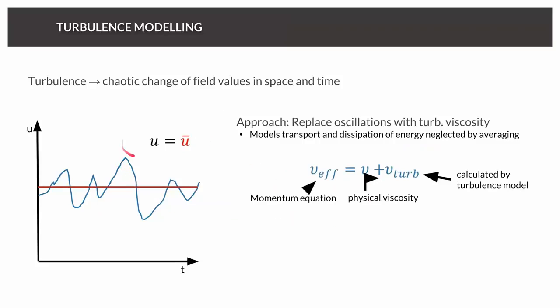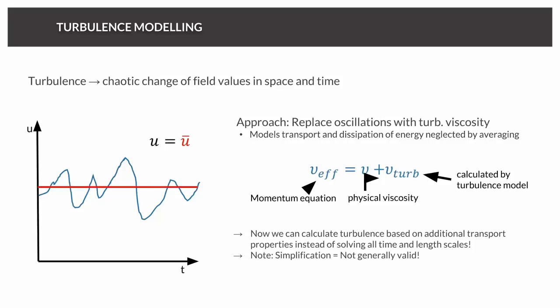But then we have a problem because now our equation system is not closed anymore. And to close it, we will introduce a new artificial quantity called turbulent viscosity. And just to make it clear, the turbulent viscosity has no physical meaning. There is no turbulent viscosity of a fluid. It's just an artificial quantity we have introduced to be able to close our problem after neglecting the oscillations.